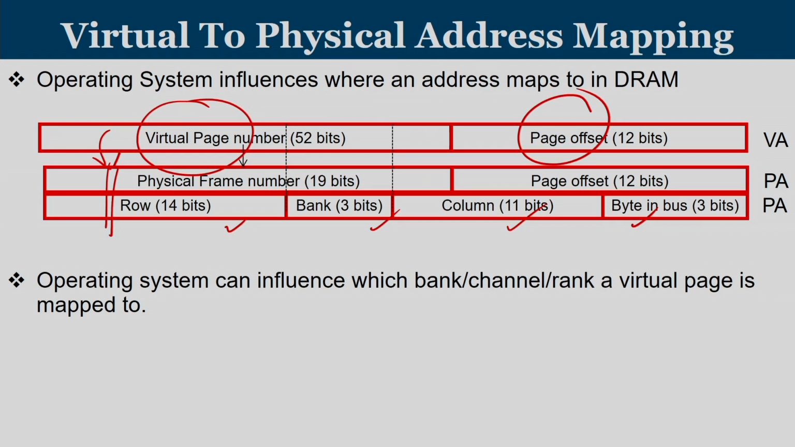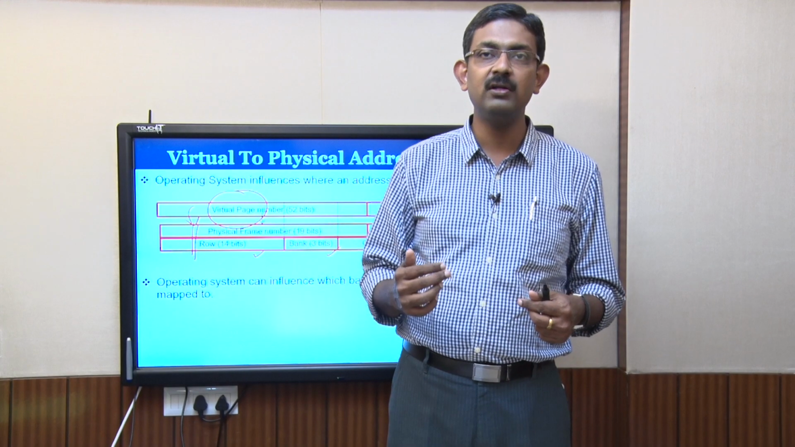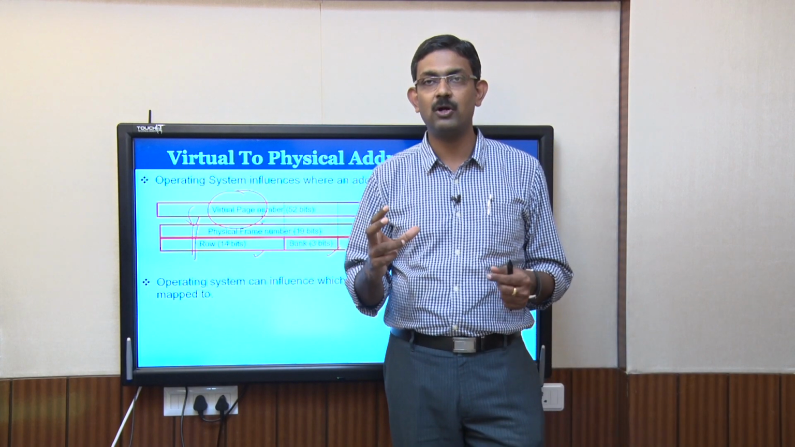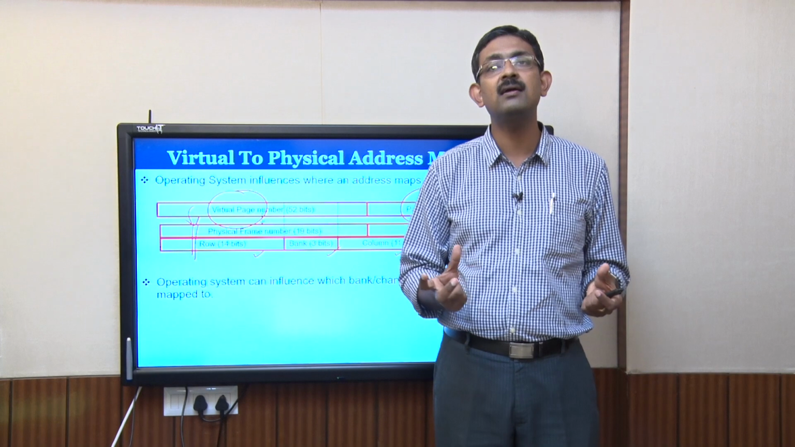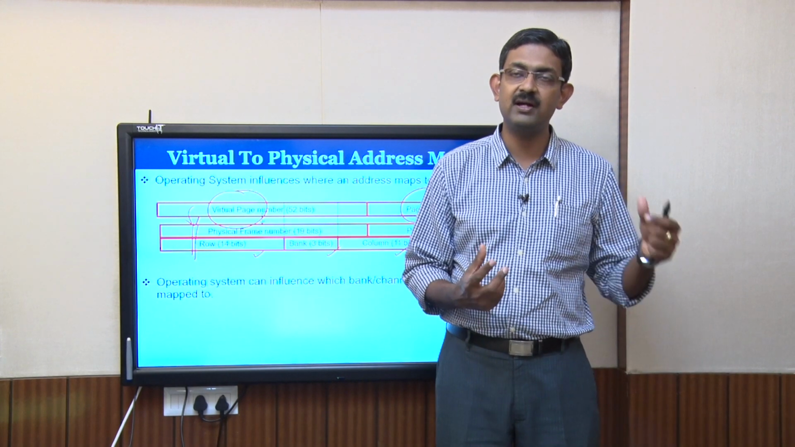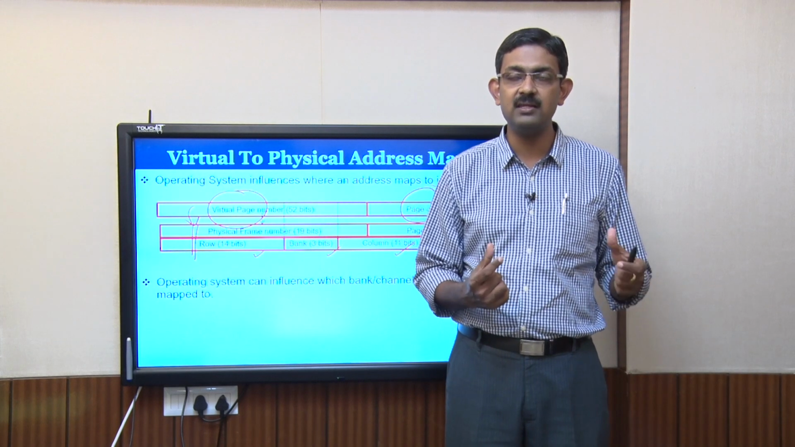So the operating system can influence in which index in cache memory you are going to keep the data, or which bank or which channel it is going to be kept in in the main memory. So the role of the operating system is twofold. It will take a call on which bank, which rank, and then which channels, rows and columns a piece of data should be located in. So it governs the placement of data in the main memory.